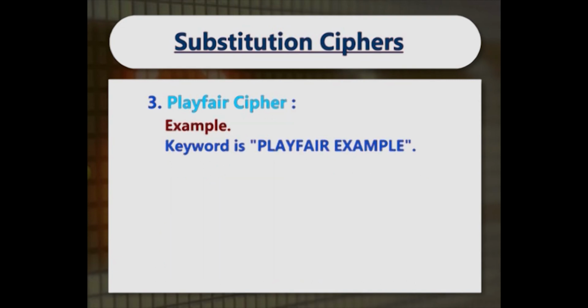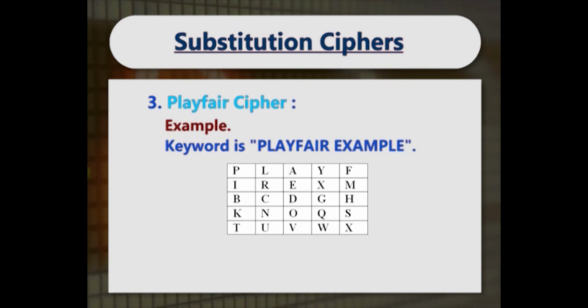Now, let us do an example, and in this example our keyword is Playfair example. Then the 5 by 5 matrix or a table containing our keyword will look like as shown in the figure. Explanation of this matrix row wise is as follows.